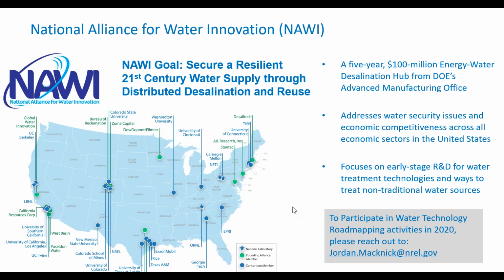So part of this, we wanted to use this time to announce our next big research project. It's a 5-year energy water desalination hub from the Department of Energy's Advanced Manufacturing Office, looking to address the water security issues and economic competitiveness across the economic sectors in the United States. And if we can reduce both the costs and the energy use in the water sector, then there'll be dual benefits across that. We're going to be focusing on some early stage R&D projects for water treatment technologies and also ways to treat non-traditional water sources to free up some water resources to be used in other uses, such as agricultural, municipal water reuse, and industrial water reuse. Right now, we have a fairly broad research team, but we are looking for other partners to be involved in the water technology roadmapping activities coming up this year. So if you have any interest in that, please reach out to Jordan Macknick at the email address right there. Next slide.